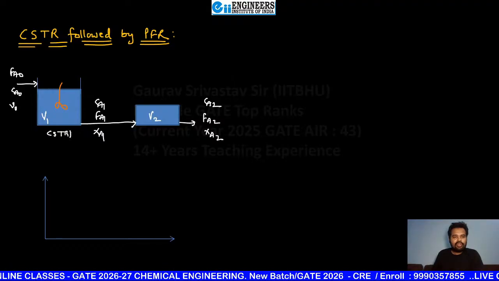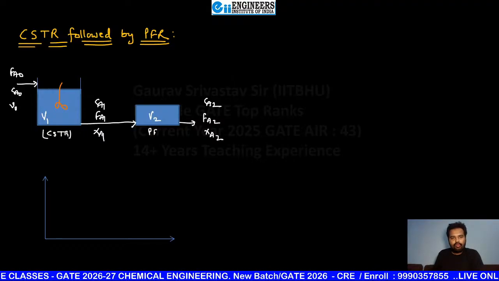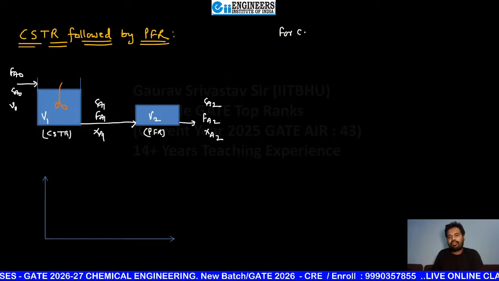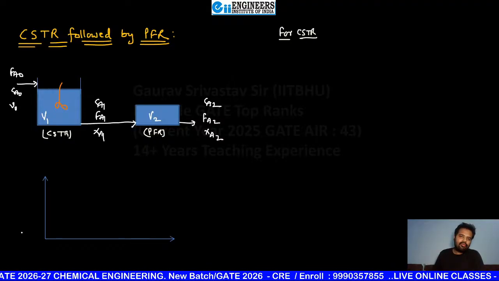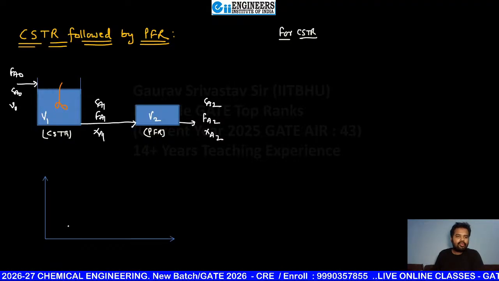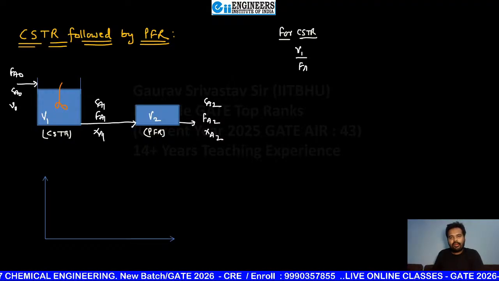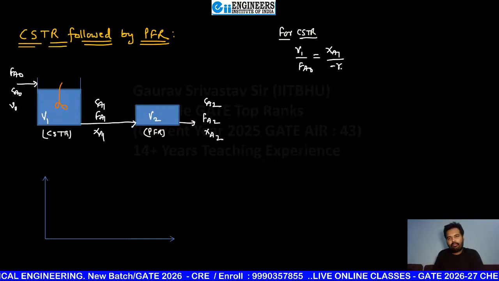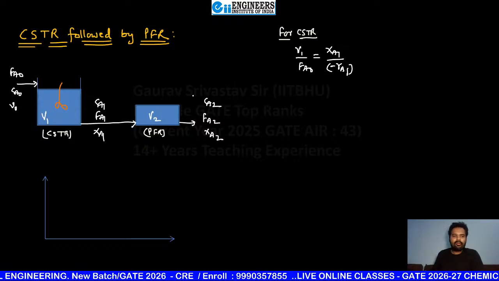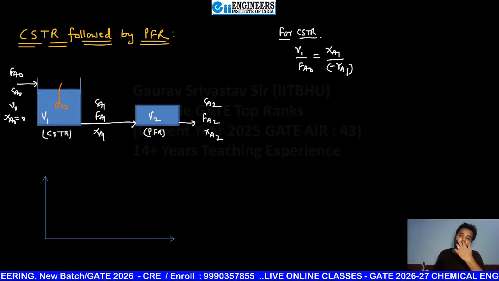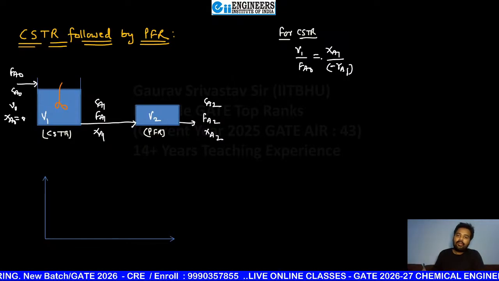So this is your CSTR, this is your PFR. For CSTR, what design equation are you going to use? It's V1 by Fa0 equals to Xa1 by minus Ra1. Okay. If Xa0 is 0; if not 0, then you have to write Xa1 minus Xa0.